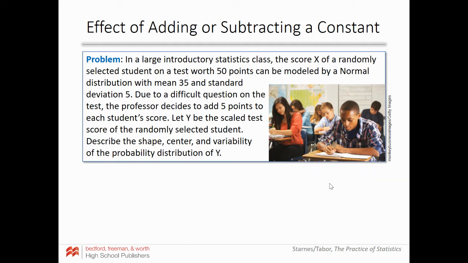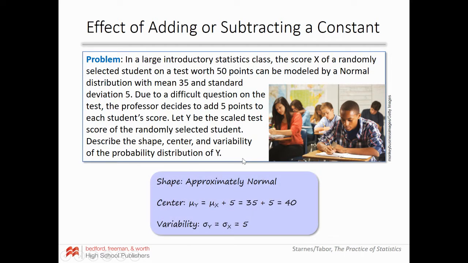So we're adding 5 to everybody's score because we're now doing the distribution of Y. So the shape stays approximately normal because it was a normal distribution before. The mean now gets added by 5. So the mean was 35, now gets added by 5. It's 40. And the variability does not change. It was a standard deviation of 5. It remains 5.